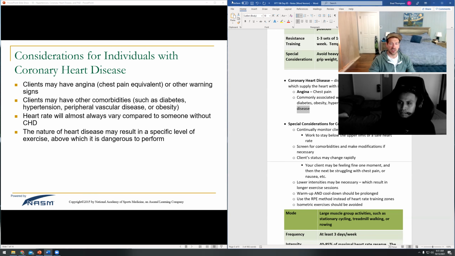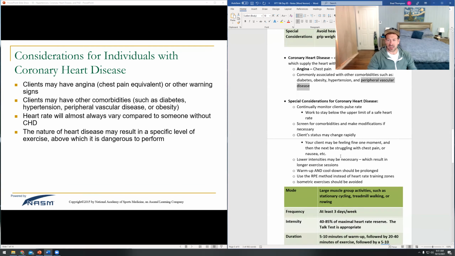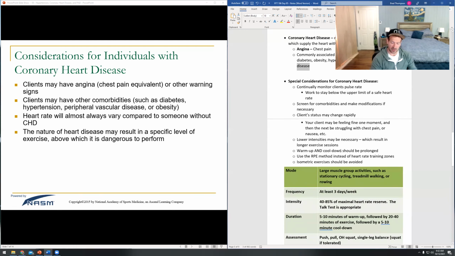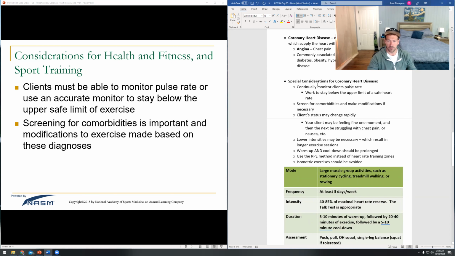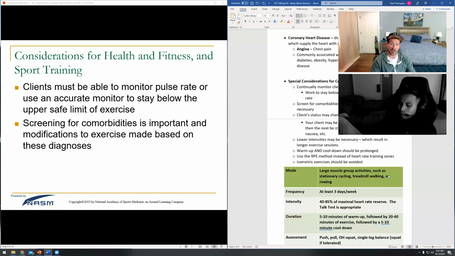So, coronary heart disease is a very tough condition to deal with. If you have a client who has come back from a heart attack, some people will bounce back no problem. Other people, it can be really detrimental. Everybody is going to be a little bit different here, but the nature of that disease is going to be based on their own capacity. Because of that, we need to be aware of what their limitations are. We need to continually keep an eye on them. The status of their heart can change super rapidly. They could be fine one moment and then they're ready to pass out the next.